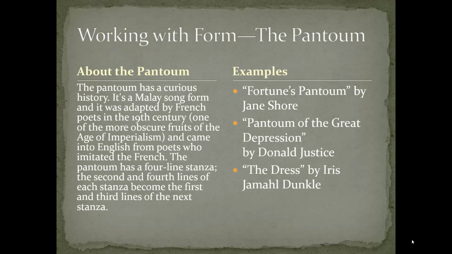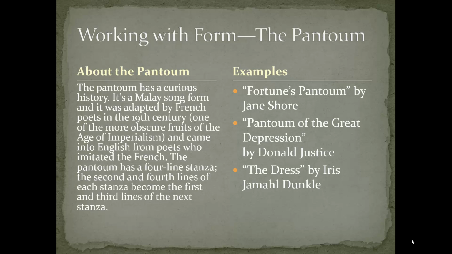The last form you're going to be trying this week is called the pantoum. The pantoum has a curious history. It's a Malay song form, and it's adapted by French poets in the 19th century, one of the most obscure fruits of the age of imperialism, and it came into English from the poets who imitated the French. The pantoum has a 4-line stanza. The second and fourth lines of each stanza become the first and third lines of the next stanza.